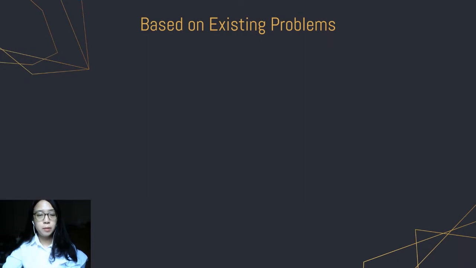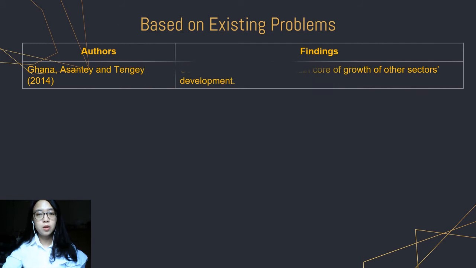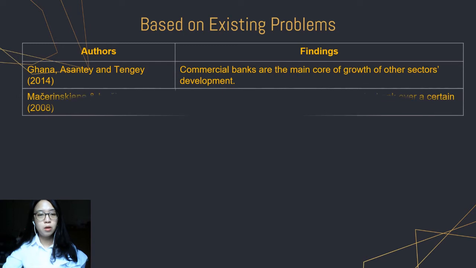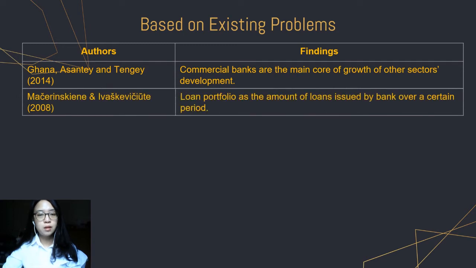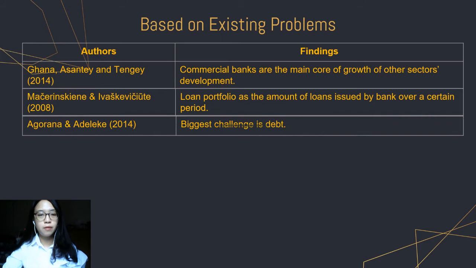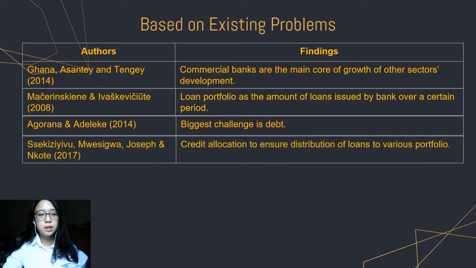Based on existing problems, according to Ghana, they state that commercial banks are the main core of the growth of other sector development, as commercial banks provide credit facilities to other sectors in the form of loans. Based on Mercury scheme, they define the loan portfolio of a commercial bank as the amount of loans issued by the bank over a certain period of time. And the research of Agrana has found that one of the biggest challenges that most banks are facing is debt. Therefore, CGU state that credit allocation has the responsibility to ensure the distribution of loans to various portfolios.